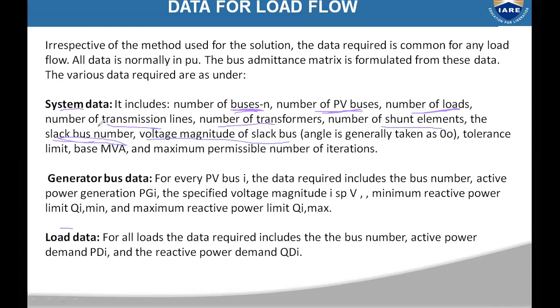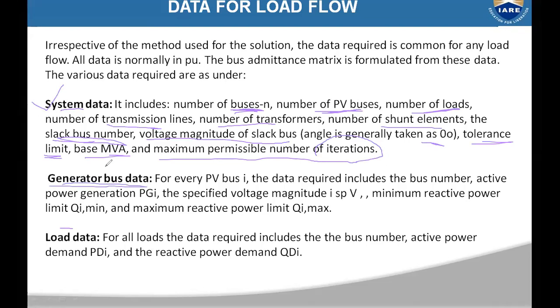At the slack bus, we know voltage and delta. The angle will generally be taken as 0 degrees. So what is the voltage magnitude? Then the tolerance, what is the tolerance limit? What is the base MVA, and what is the maximum permissible number of iterations? Now, load flow solution is calculated by iterative techniques. So how many iterations it should take, all this system data should be specified. Okay, right?